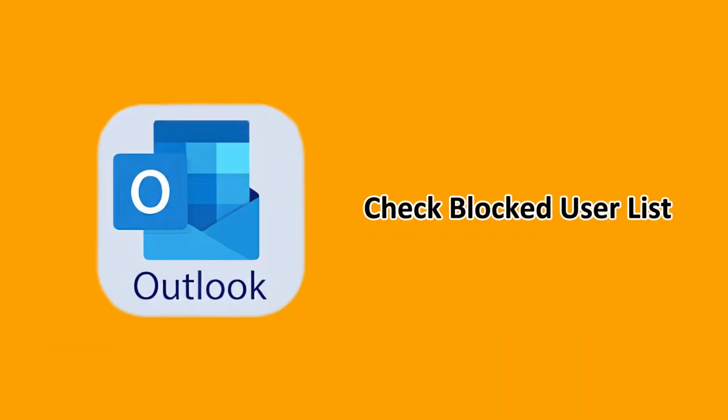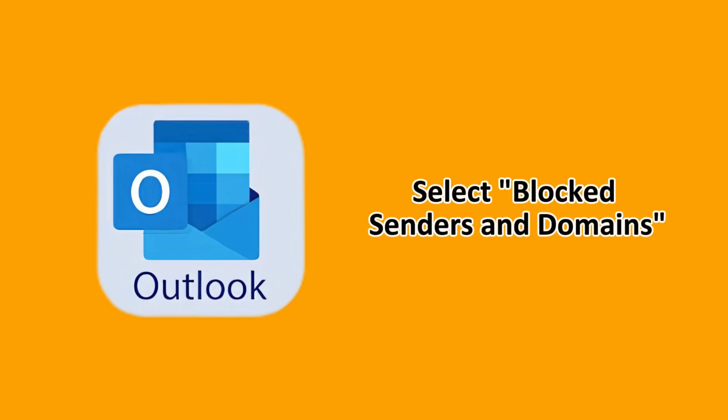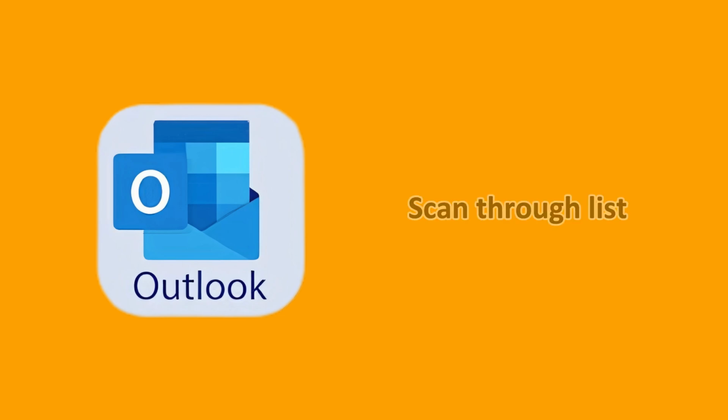The next option is to check your blocked user list. Outlook lets you block senders or a domain in just a few clicks. If you've blocked a user, it means that Outlook automatically sends those mails to the junk folder. To access the list of blocked users, sign into your Outlook account, then go to Settings, then go to Junk Mail, and then select Blocked Senders and Domains. Scan through the list and see if your sender is there, and if yes, make sure to remove it so you can keep receiving mails from this sender.